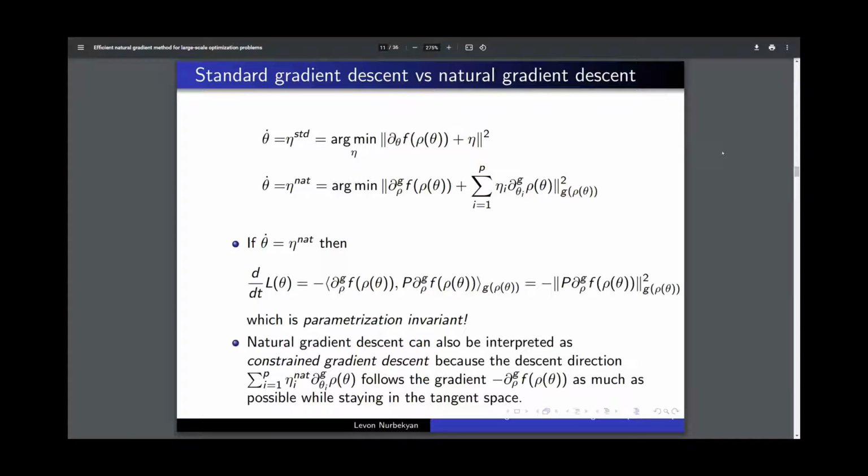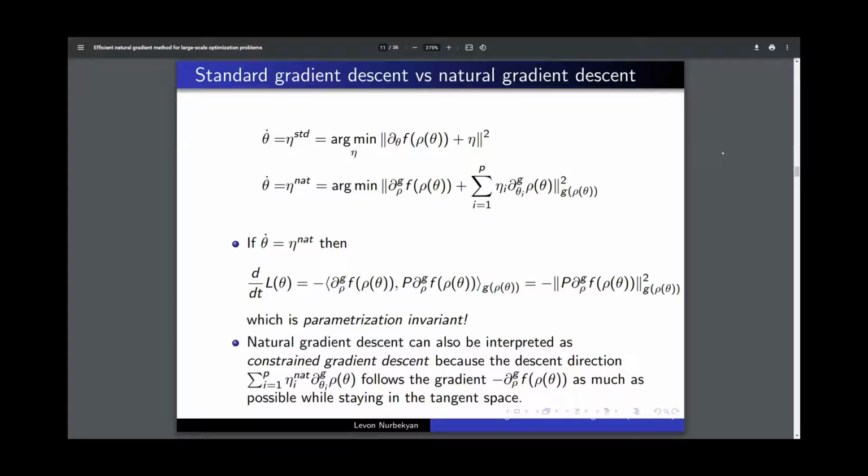In the second line, which is the natural gradient descent, the derivatives with respect to the theta parameter are replaced with the derivatives of our function f with respect to the manifold, and also the standard basis in the parameter space is replaced by tangent vectors on the model space. So the structure is very similar. It's just that we change the geometry. And one interesting aspect about that is the following.